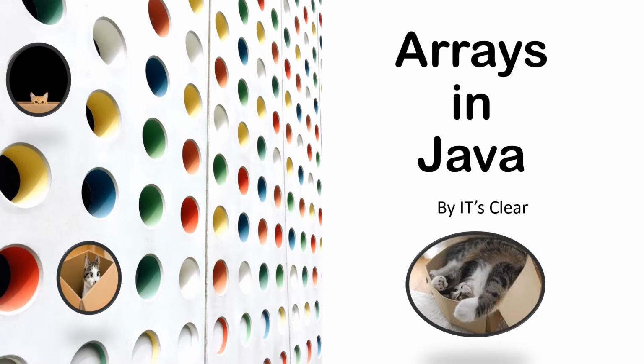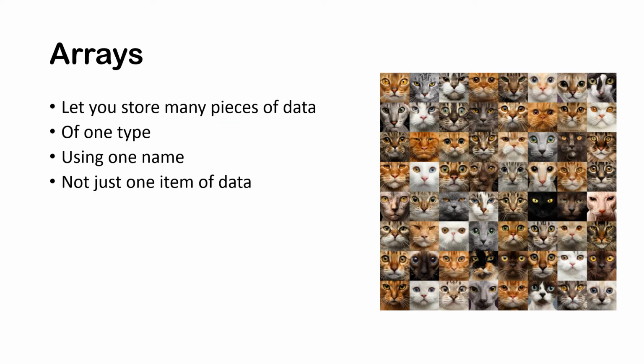This is a brief introduction to what an array is and how you use it in Java. Arrays let you store many pieces of data instead of just one piece of data. It's data of one particular type. It uses one name, and it's not just one item of data. So let's look at how this is done.